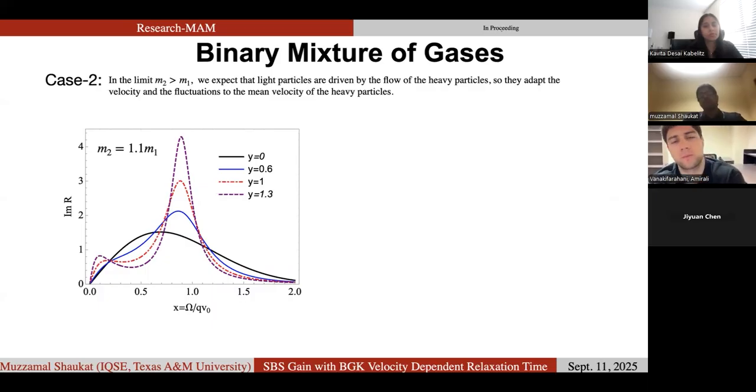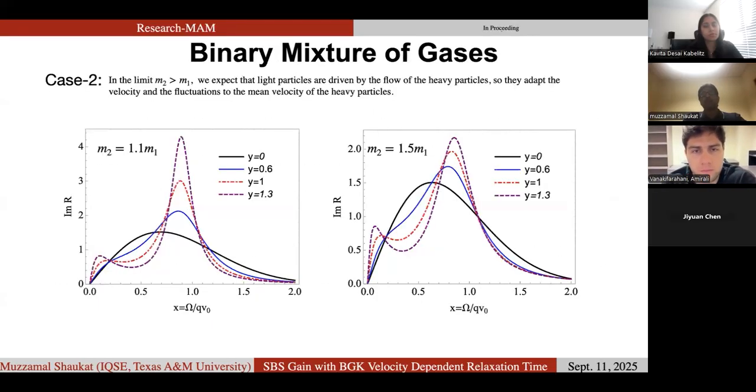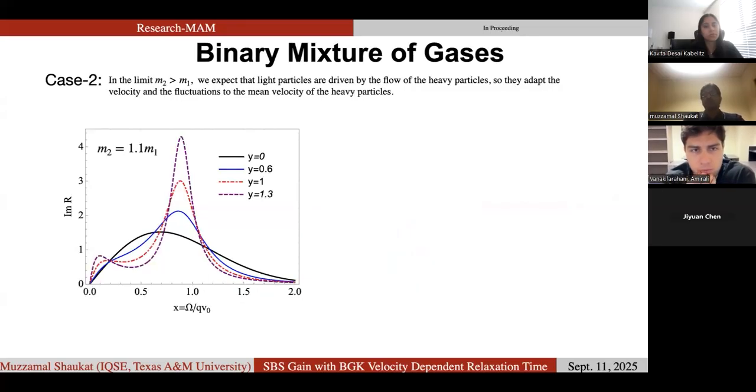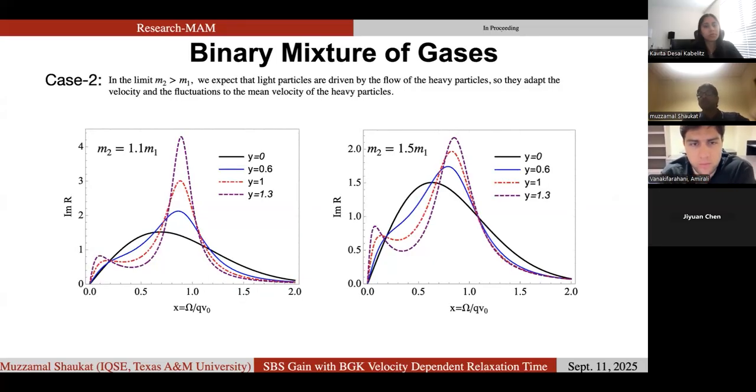You have more gain, but you have more scattering here. And if you increase the mass more, like 1.5 times the mass of one, then there is more scattering involved in the system. This is the prediction at the moment. But of course, the results are not final yet. Everything else is not final. I have reached this point until now.